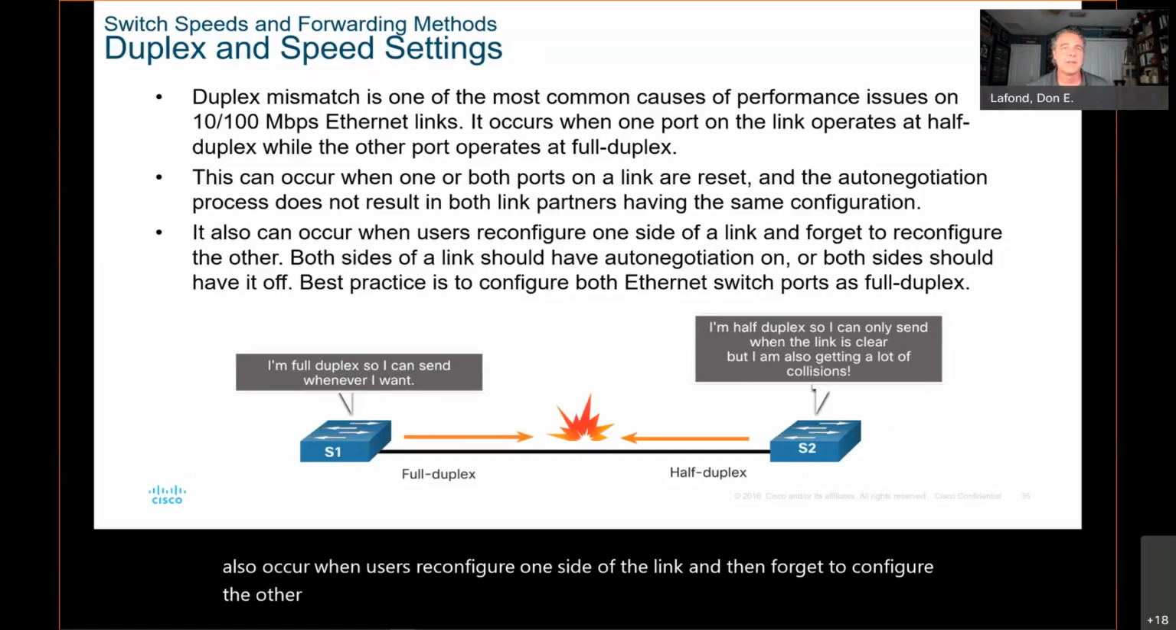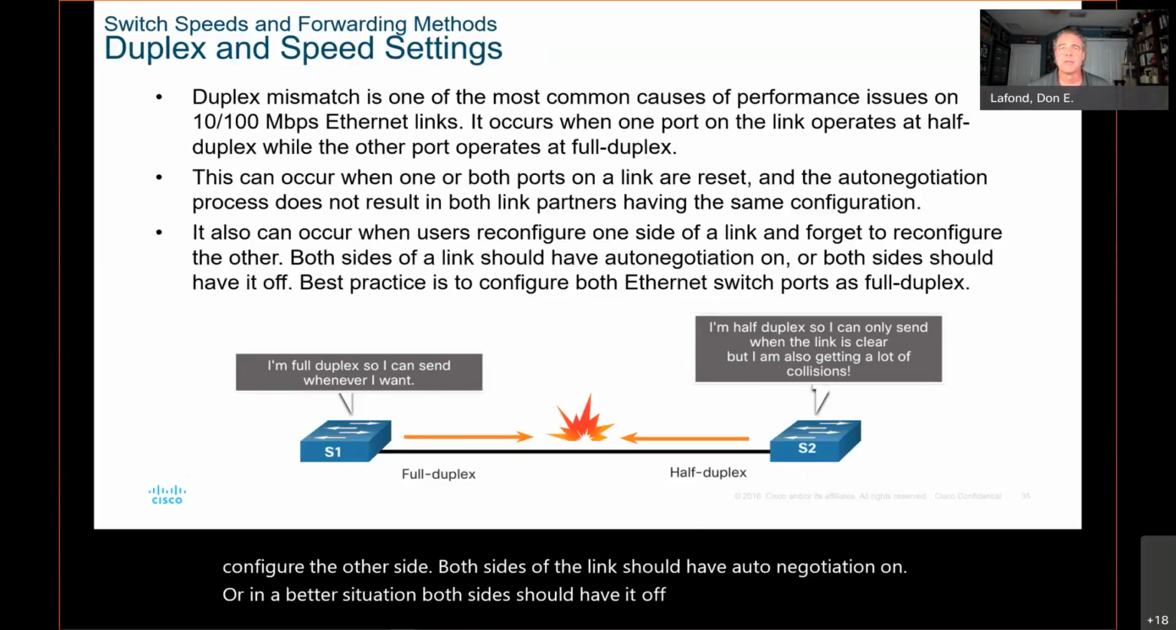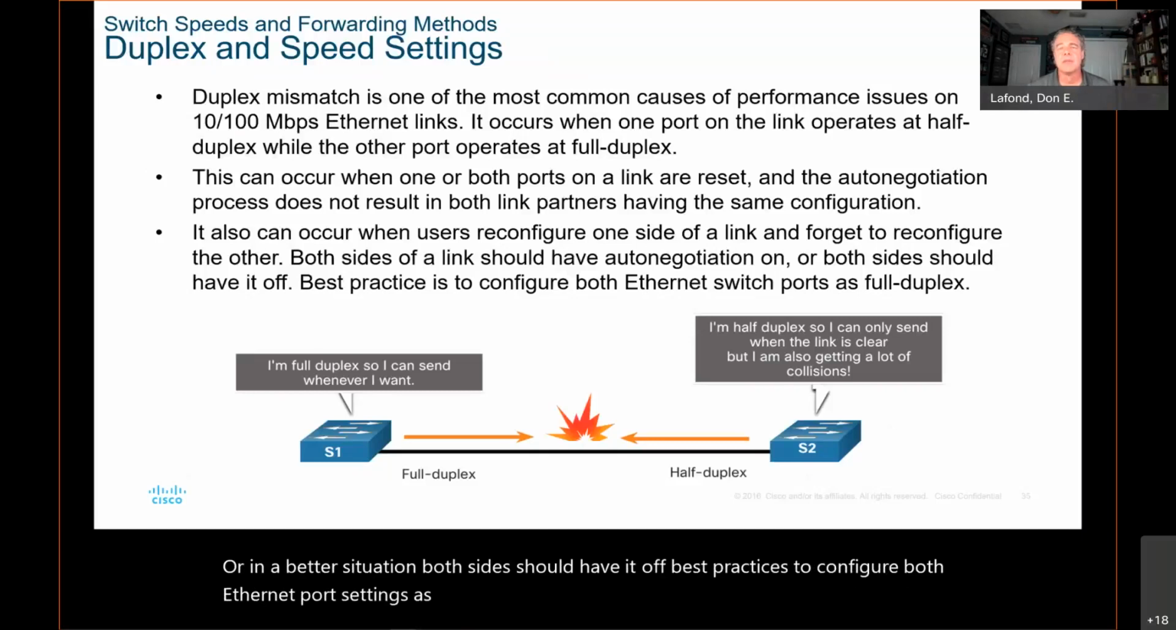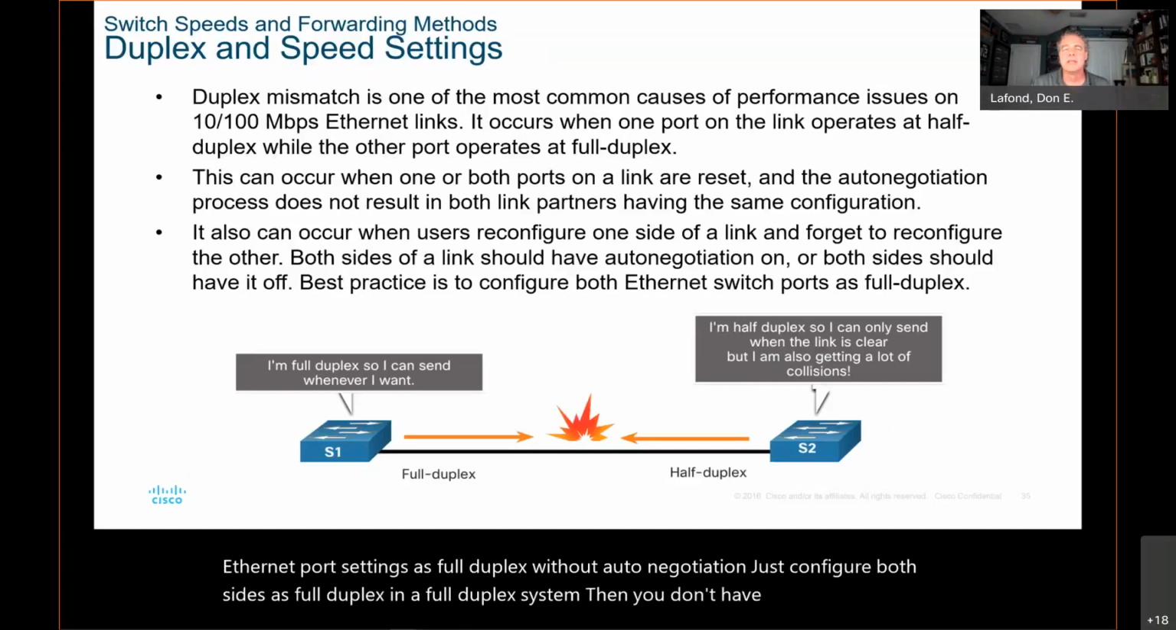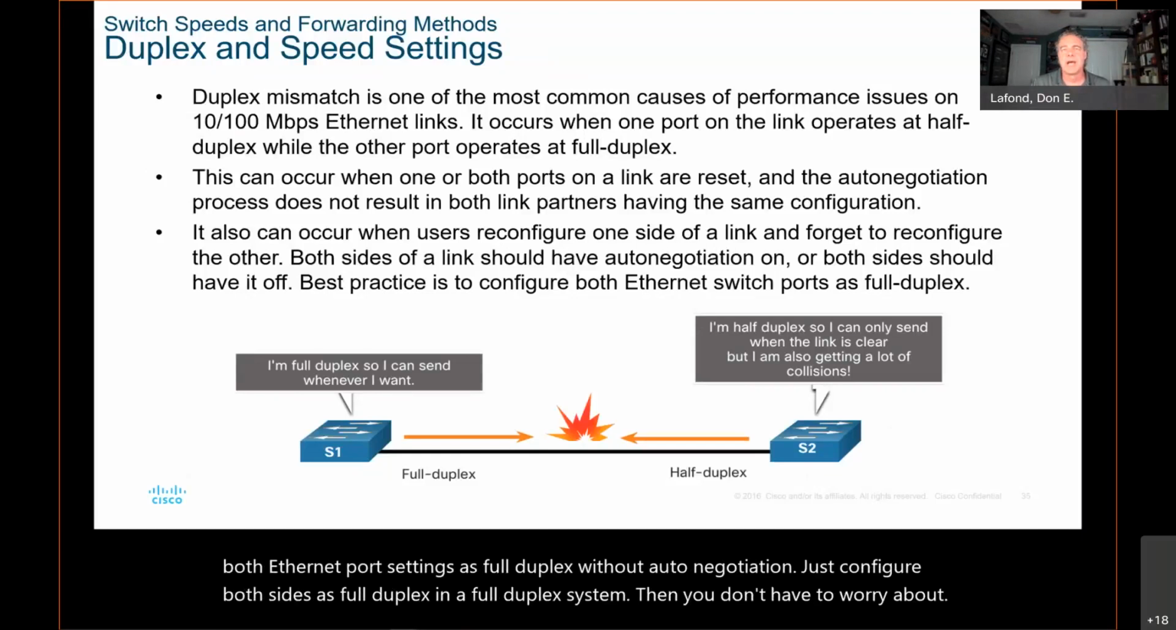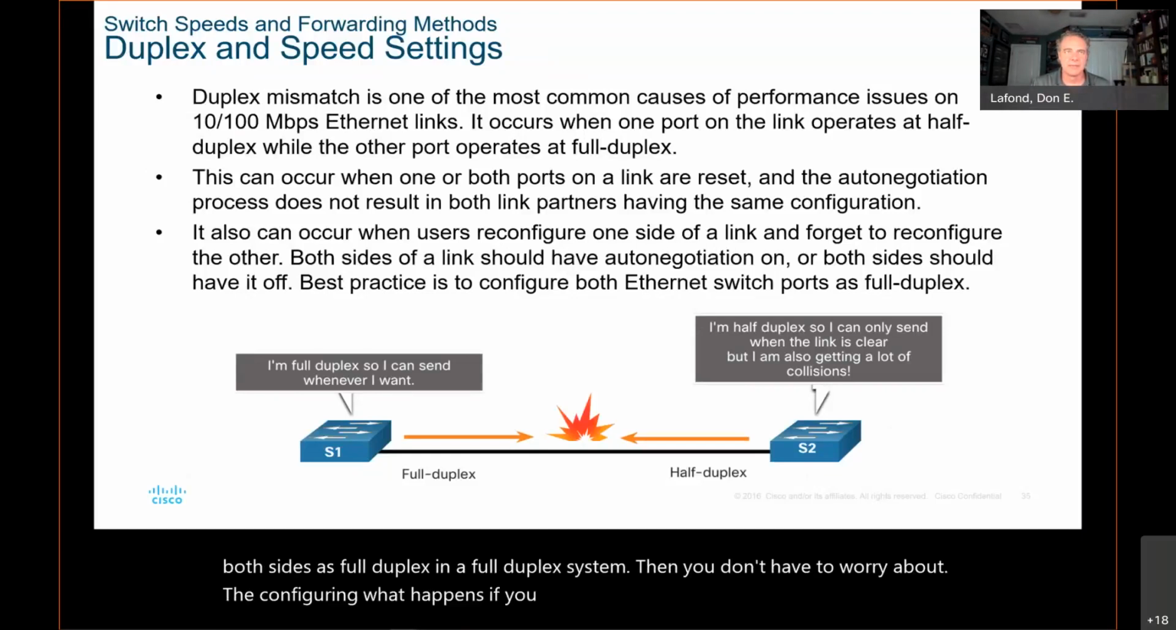Both sides of the link should have auto negotiation on, or in a better situation, both sides should have it off. Best practice is to configure both Ethernet port settings as full duplex without auto negotiation. Just configure both sides as full duplex in a full duplex system. Then you don't have to worry about what happens if you turn off a piece of equipment and then it reconfigures incorrectly when you turn it back on again.